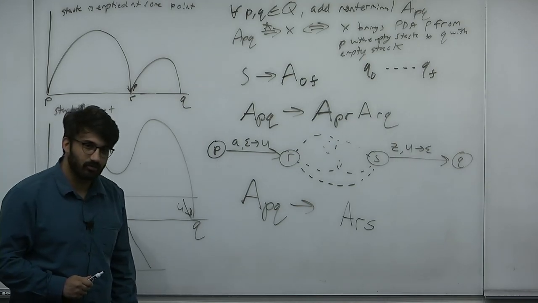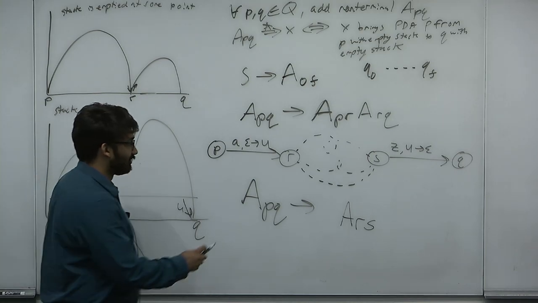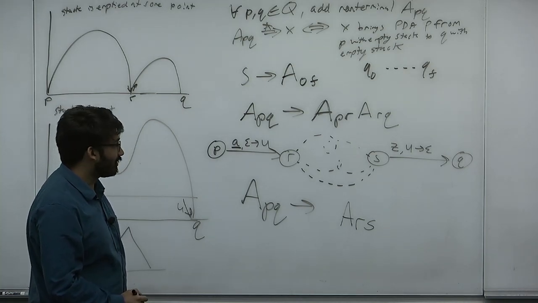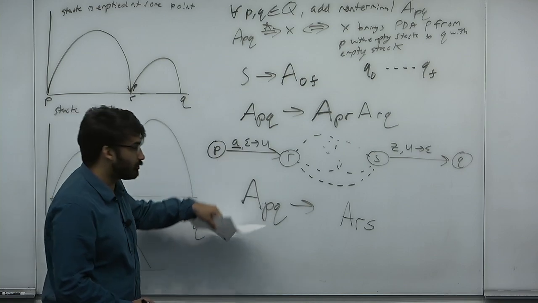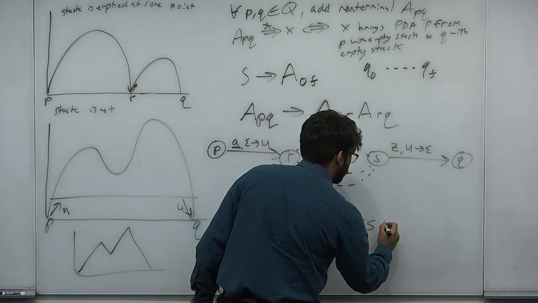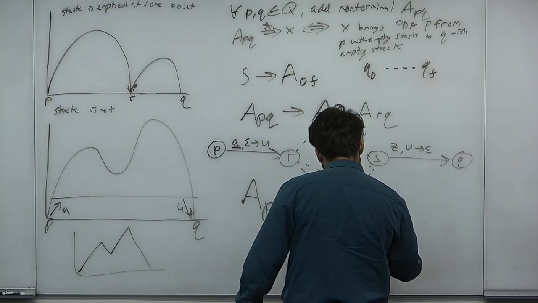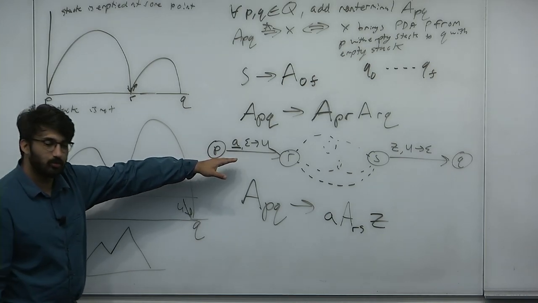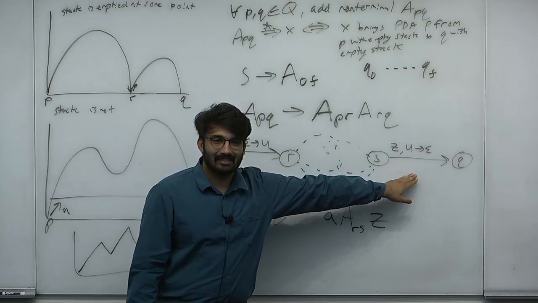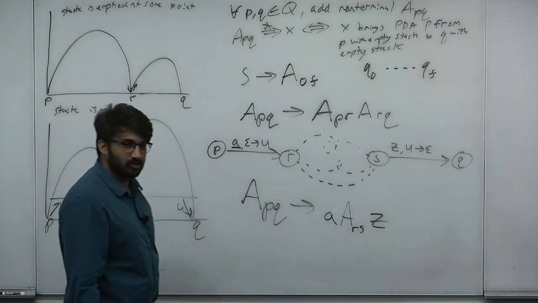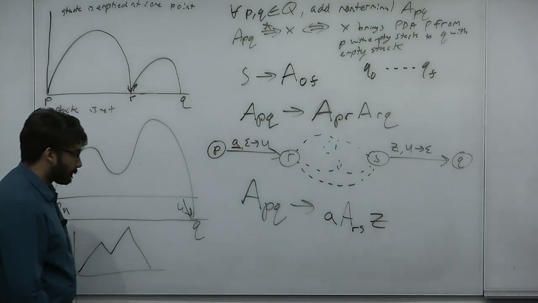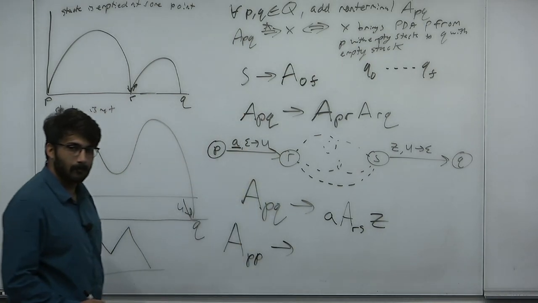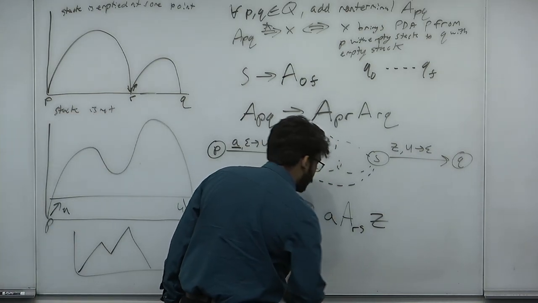Yes, and what are the symbols that come before and after? The symbols that you read whenever you push or pop something. Exactly. So just as I've written in the diagram, we'll call the first symbol A and the last symbol Z, where A is whatever was read first when you push that U, and Z is whatever was read last when you pop that U. These are R productions. There's one more production we need. For all P, we have APP produces what? Epsilon. The empty string will always take you from every state to every state.